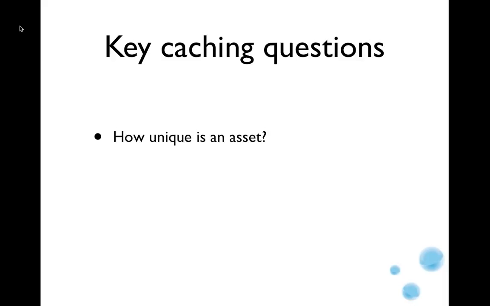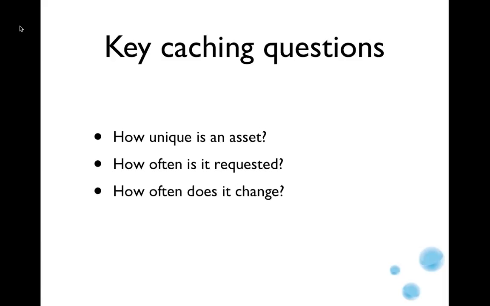Another question would be, how often is that asset requested? If it's something that's requested once a year, it obviously wouldn't make sense to cache it. But if it's something that's requested quite often, it might make more sense. Also, how often does it change? If it changes all the time, it might be less feasible to cache that item. And how costly is it to regenerate that item? If it's something that's really, really simple, then again, the upside of caching it is reduced.